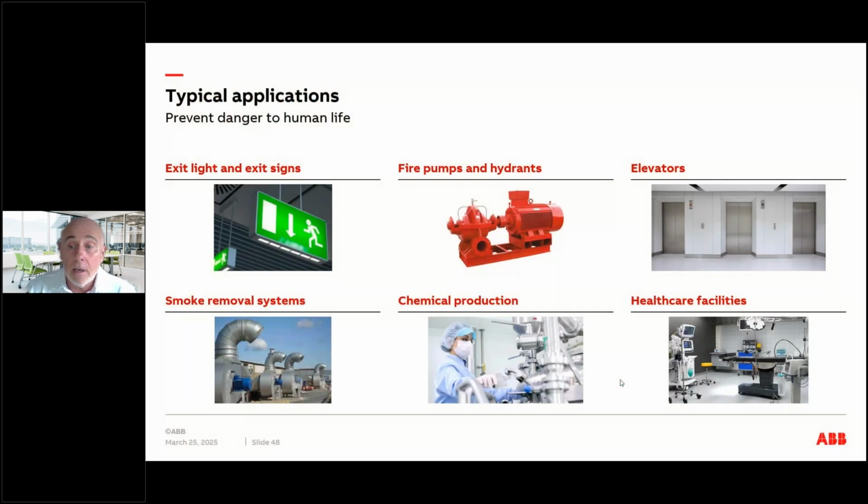So some of the applications that we commonly see now are obviously for life safety. So we're looking at exit lights and exit signs, fire pumps and hydrants that we see in buildings, elevators, smoke extract systems, but it can also be used for process chemical productions and healthcare facilities. So it depends really on whether the risk is life safety, but also it could be financial cost implications on loss of supply, as we spoke about at the top of the talk. So it has various uses and applications.